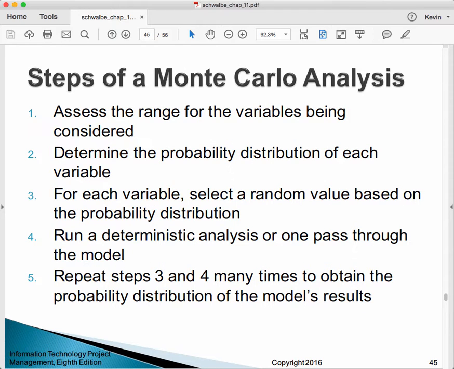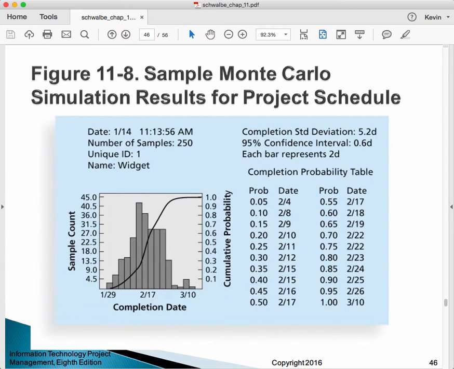So, what are the steps of doing a Monte Carlo analysis? You assess the range for the variables being considered. You determine a probability distribution for each of the variables. For each variable, you select a random value based on the probability distribution. You run a deterministic analysis or one pass through the model. You repeat steps 3 and 4 many times through a chain to obtain a probability distribution of the model's results. Okay? And so then you get a probability distribution like we have here.